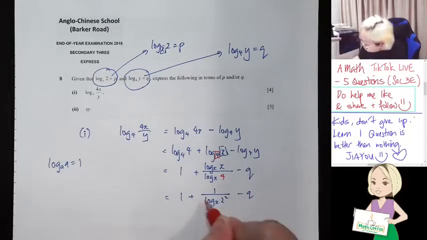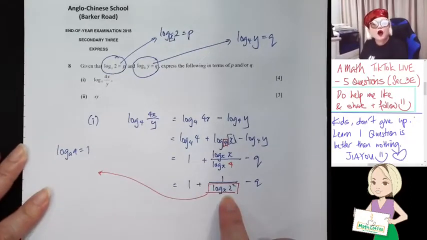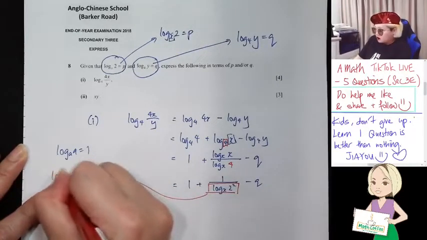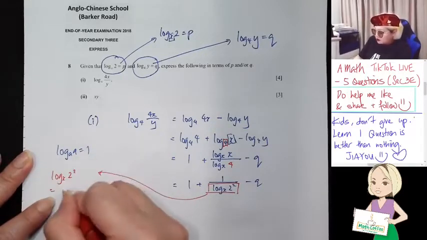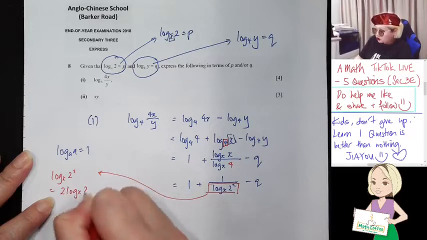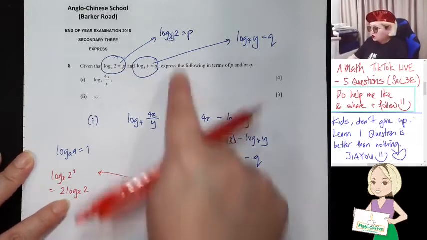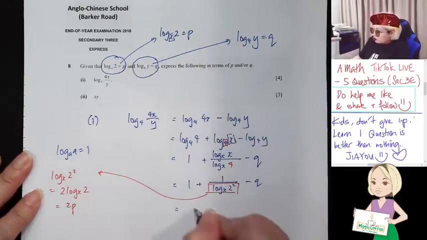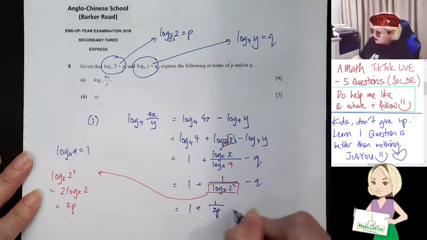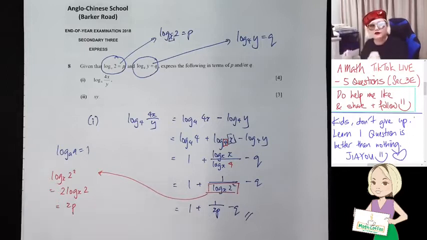So I'm going to put here this part. This, I'm going to make use of the power law. So log x 2 to the power of 2, bring down the power to the front. So it becomes 2 log x 2, agree? And our log x 2 is what? P. That's why it is 2p. So this one becomes 1 plus 1 over 2p minus q. And we are done. Ta-da!